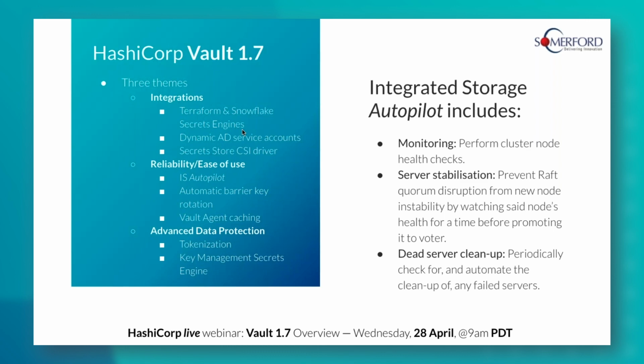And the first one up there, integrations. So they've got a couple of new secrets engines, which are a key part of Vault, obviously, available with 1.7. There's a Terraform secrets engine and a Snowflake secrets engine. So you can dynamically generate tokens for Terraform Cloud and Terraform Enterprise in the first instance, and dynamic database credentials for those hosted in Snowflake Data Cloud in the latter.